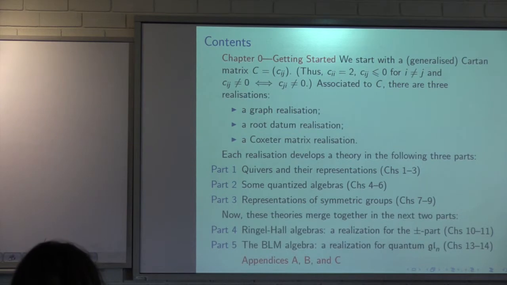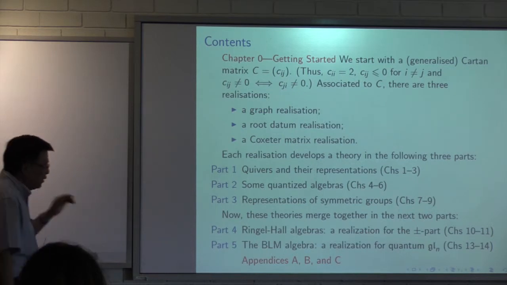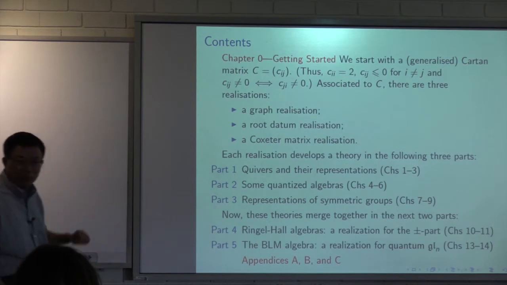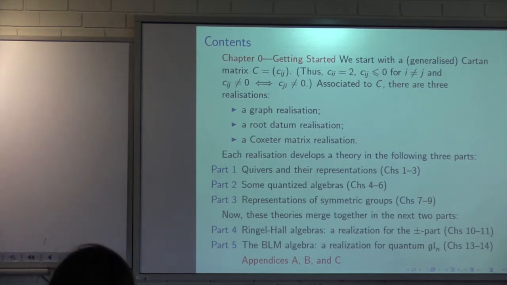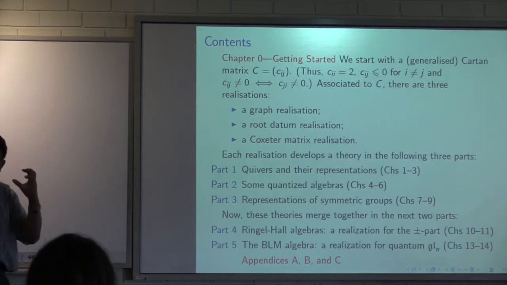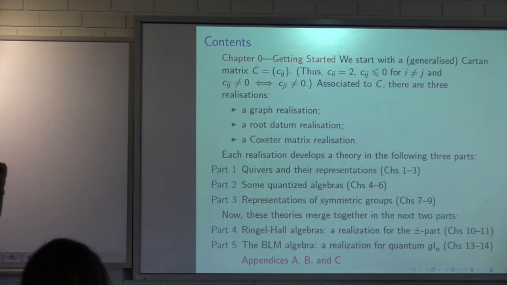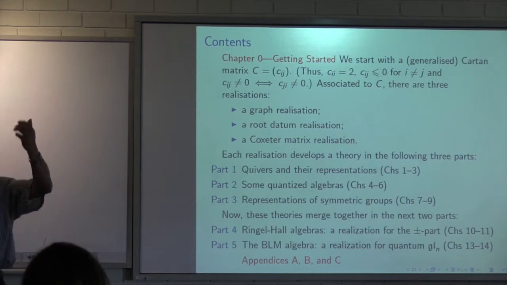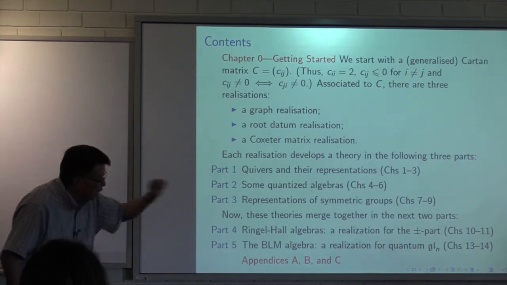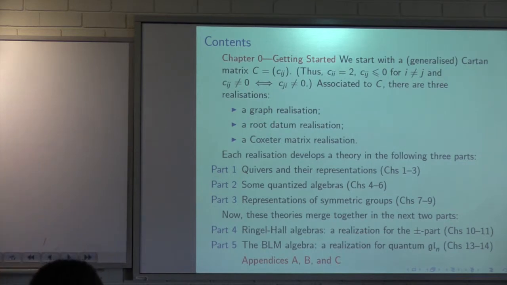Then these theories actually merge eventually in the next 2 parts. I mentioned part 1, that's the Ringel-Hall algebra. I just mentioned Ringel invented the Hall algebra from representations of finite-dimensional algebras, and then proved this Hall algebra is actually the plus or minus part of the quantum group. So that's why I say the realization for the plus minus part, which takes 2 chapters to complete.